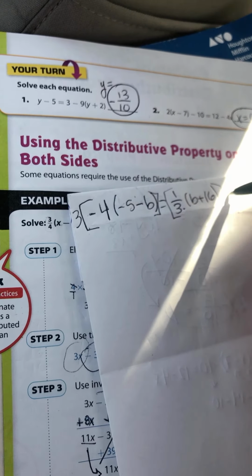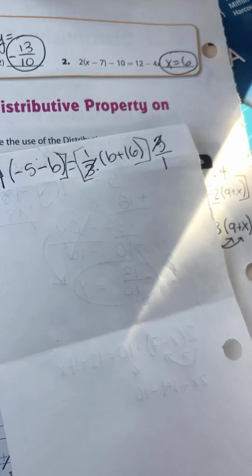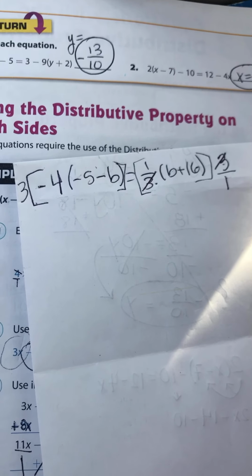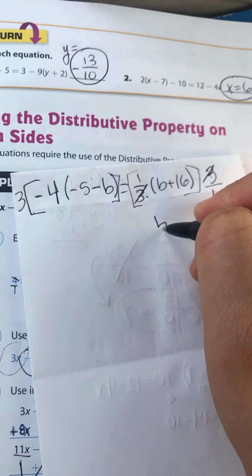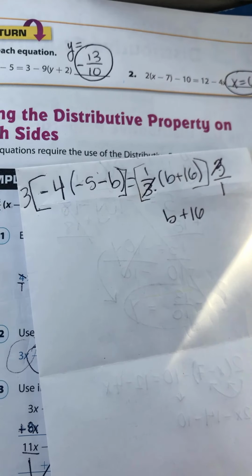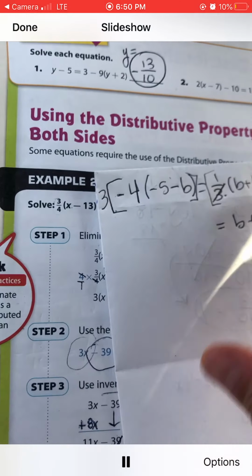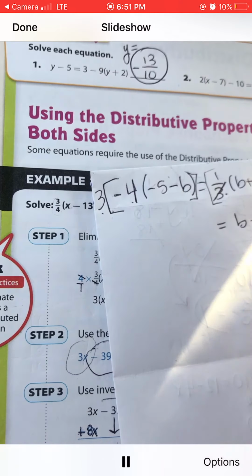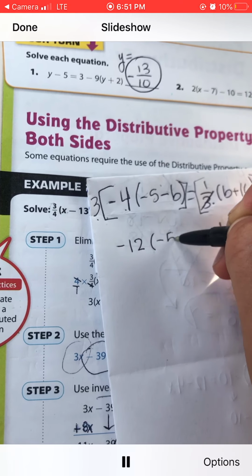Because 3 will cancel out. The 3's will cancel out, leaving you with b plus 16 equals 3 times negative 4 is negative 12, and these will stay the same.